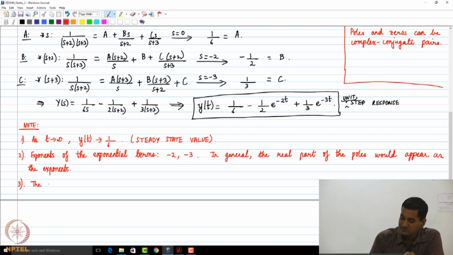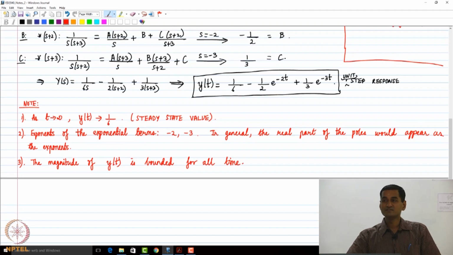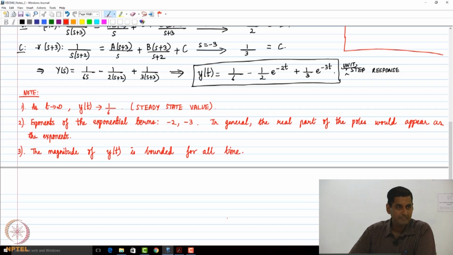So we observe that the magnitude of the output y of t is bounded for all time. That's an observation we can make from this. And it so happens that the system is also bounded input, bounded output stable. We would come to that interpretation by the end of this class. Okay, is it clear how we got this expression, and how we simplified and observed certain characteristics of this response?